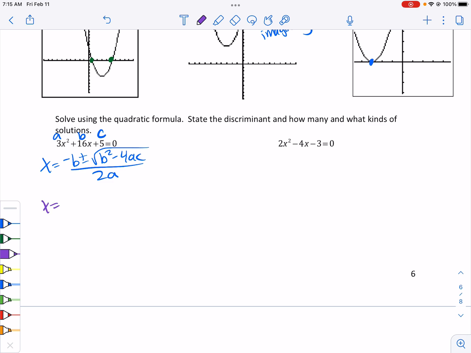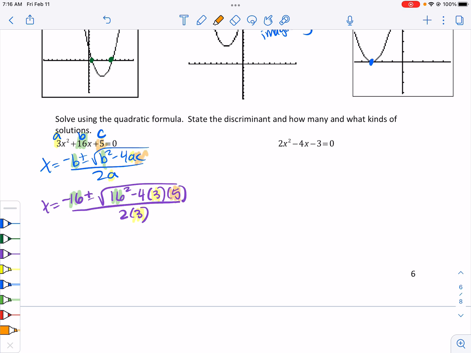So we get x equals negative b, so b is 16, so negative 16 plus or minus the square root of b squared, which is 16 squared, minus 4 times a, which is 3, times c, which is 5, all over 2 times a, which is 3. So if we color coordinate, we've got our a's here, we have our b's here, and then we have our c here.